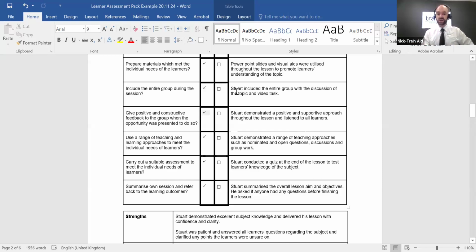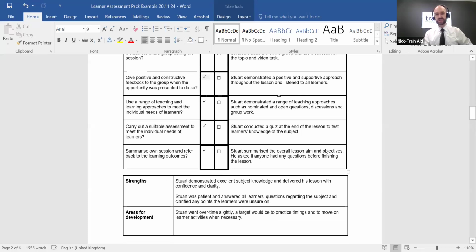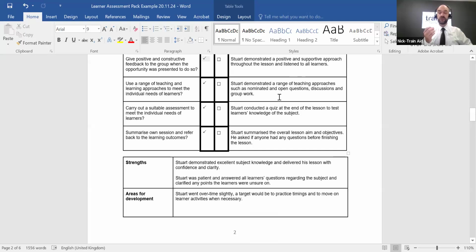So I've ticked yes. Stuart included the entire group with the discussion of the topic and also the video task as well. As we can see, we're going for 2 to 3 lines in terms of level of detail. When observing your peers, we don't want you to write lots, because it's more important that you observe the micro teach as much as possible.